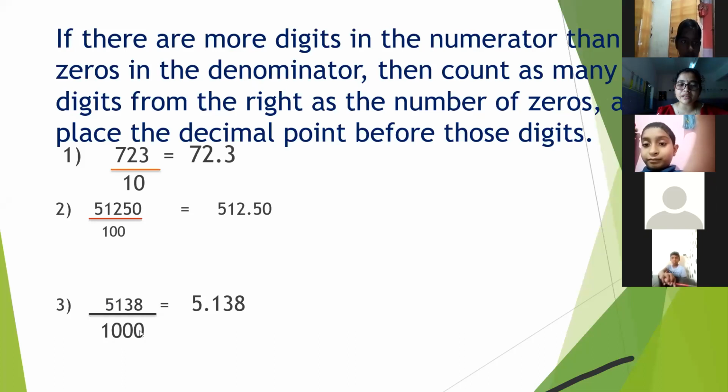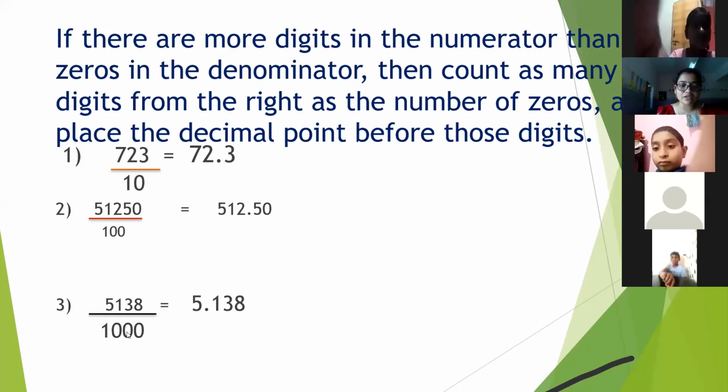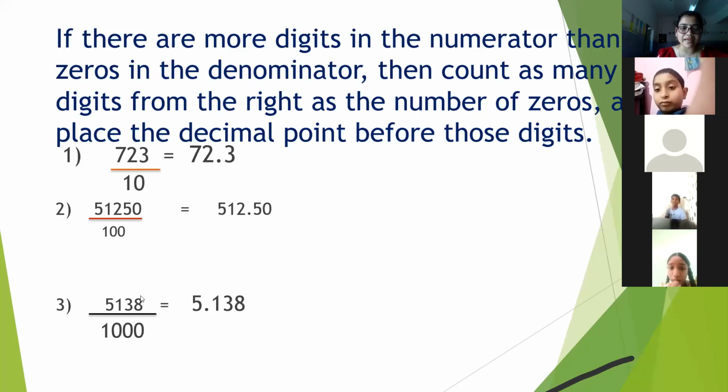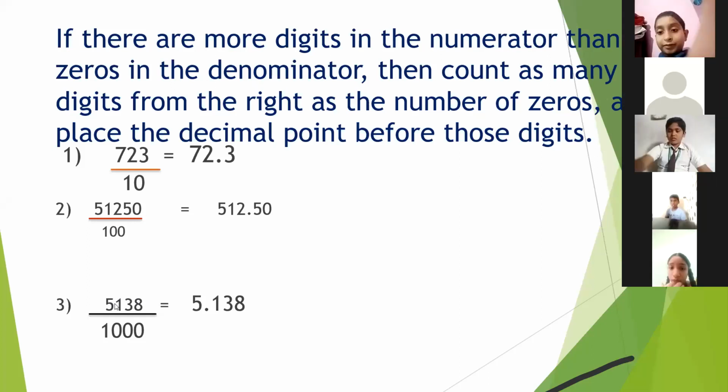Then what will you do here? You will count the number of zeros after 1. 1, 2, 3. So from the right, you will move one place. This is the second place and this is the third place. And you will put the decimal over here. Got it, everyone? If you are getting it, then thumbs up. Okay, very good, students.